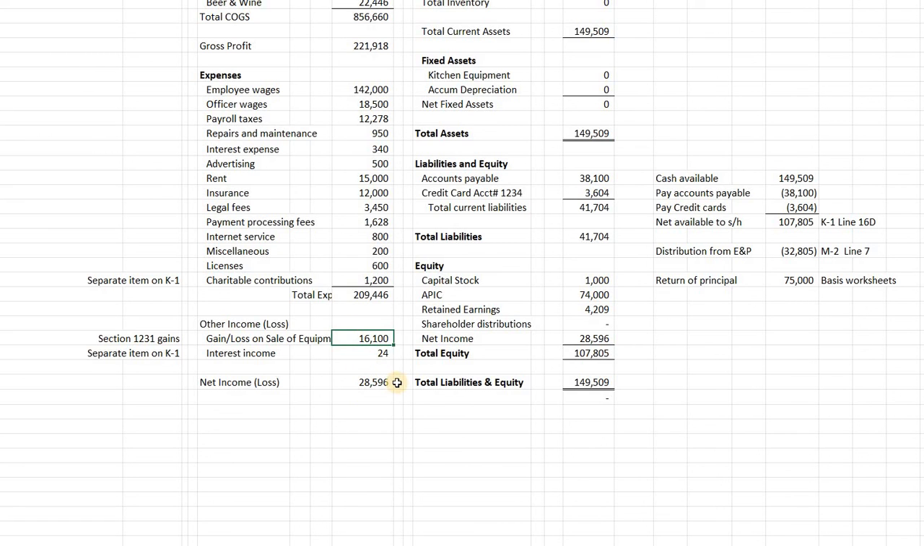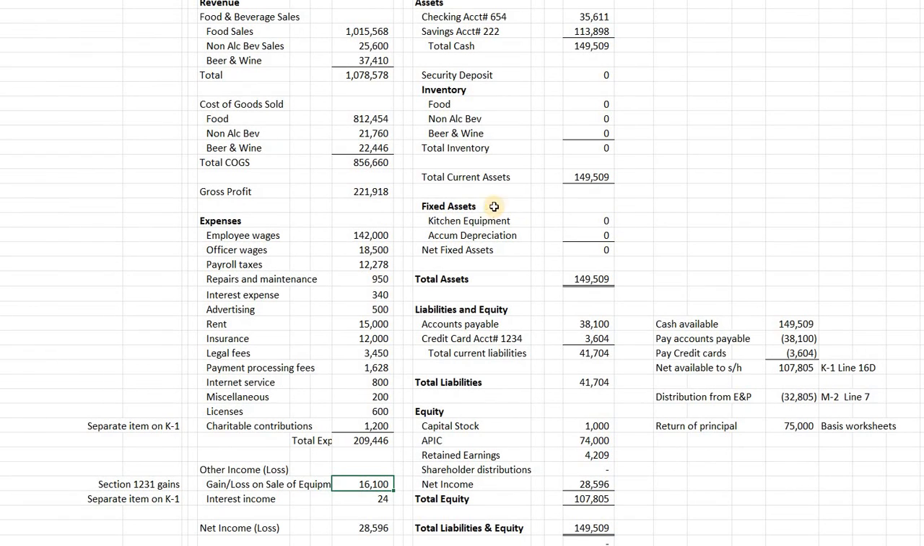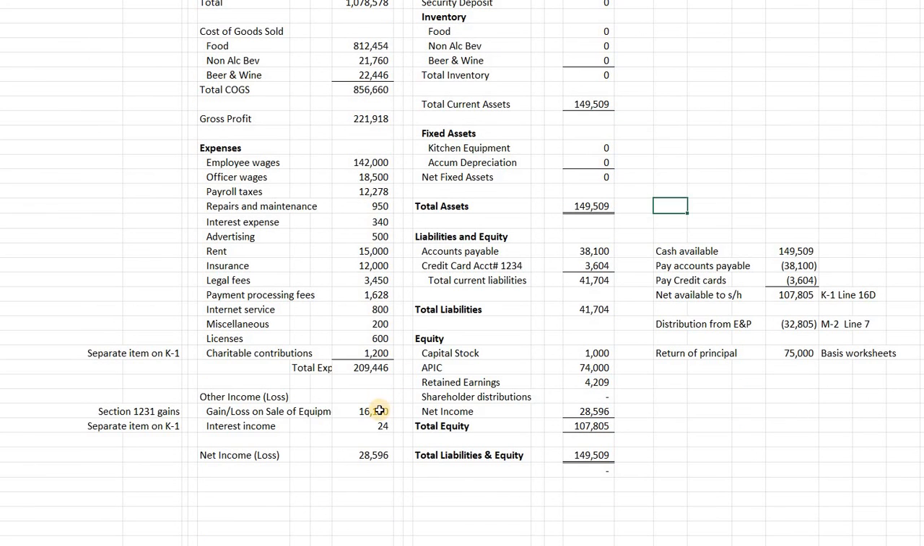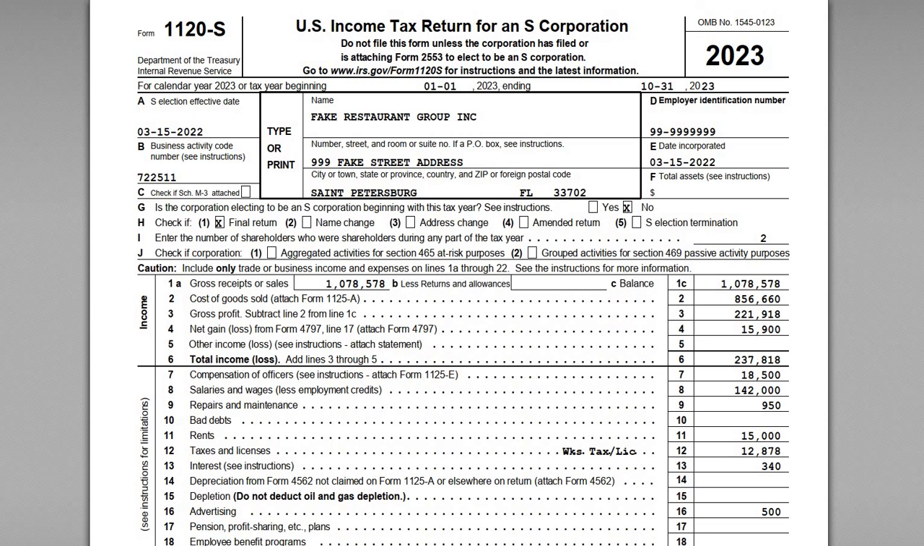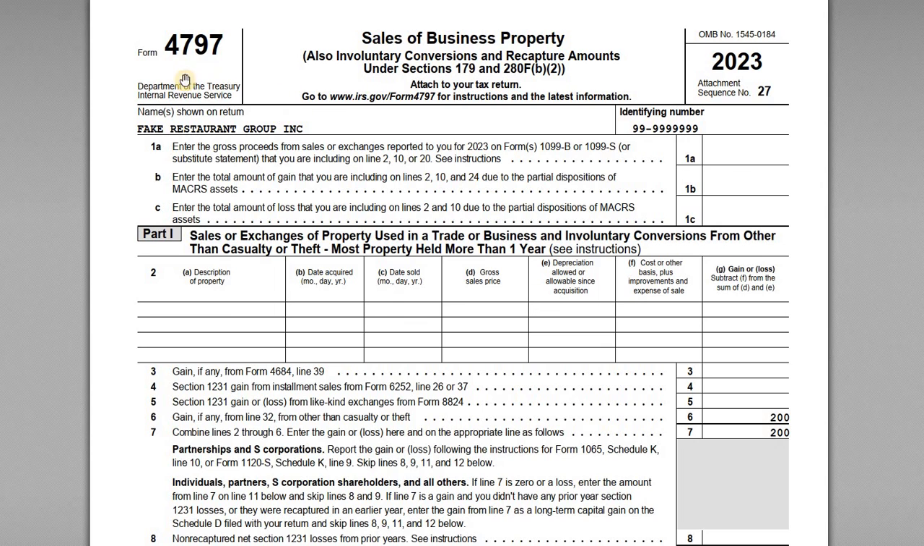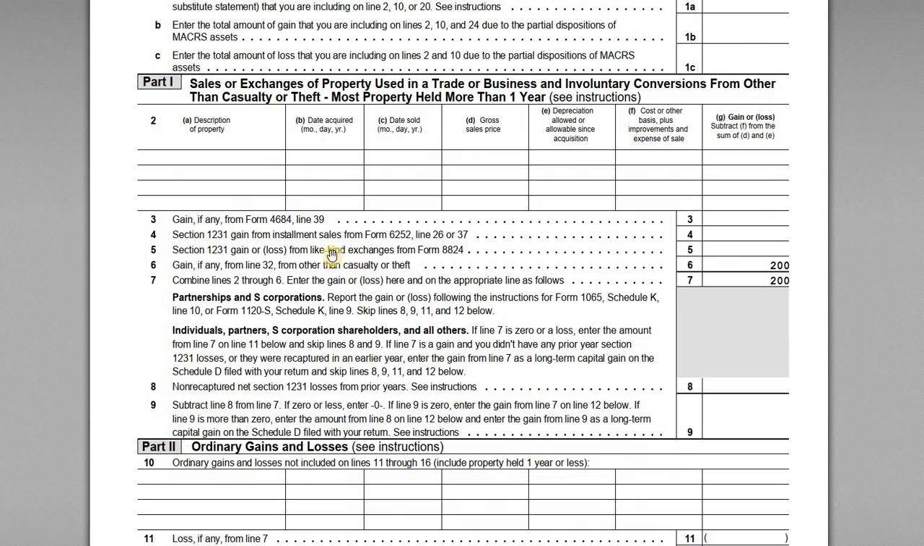So let's actually have a look at that to start because that's going to flow through. So on the fixed asset side, you can see these amounts are zeroed out because we've sold all the inventory. Our security deposit was returned to us. On the fixed asset side, the kitchen equipment was sold. And so when you sell the assets, you remove the asset from the books and you zero out the accumulated depreciation that goes along with it. And then the difference is effectively the gain or loss on the sale of equipment. So if we look at the 4797 for this, we have the 4797 split into a couple of parts.